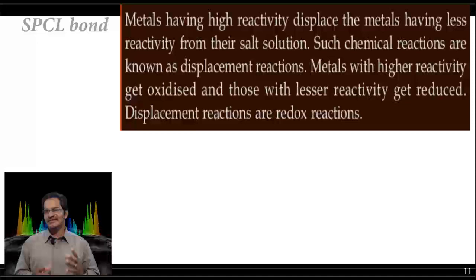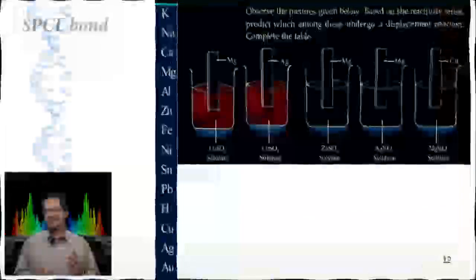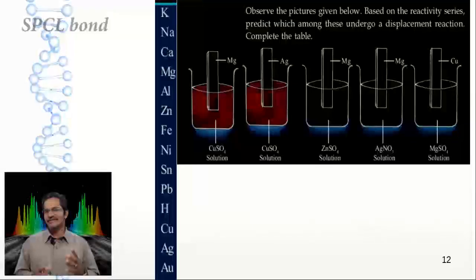Metals with higher reactivity get oxidized. For example, in zinc and copper, which metal has higher reactivity? Zinc. So zinc is getting oxidized. So metals with higher reactivity get oxidized and those with lesser reactivity get reduced. No doubt, displacement reactions are redox reactions. Then you see another example, another experiment.